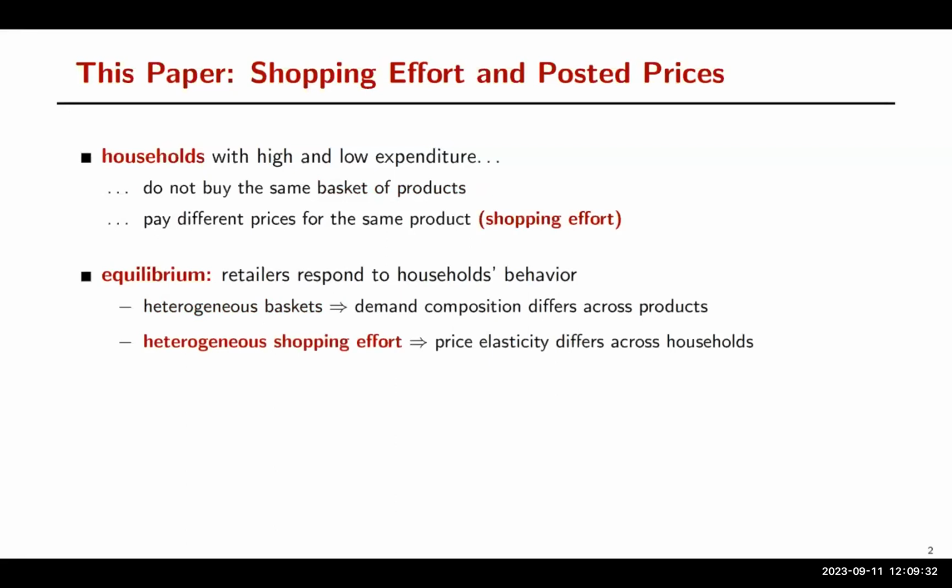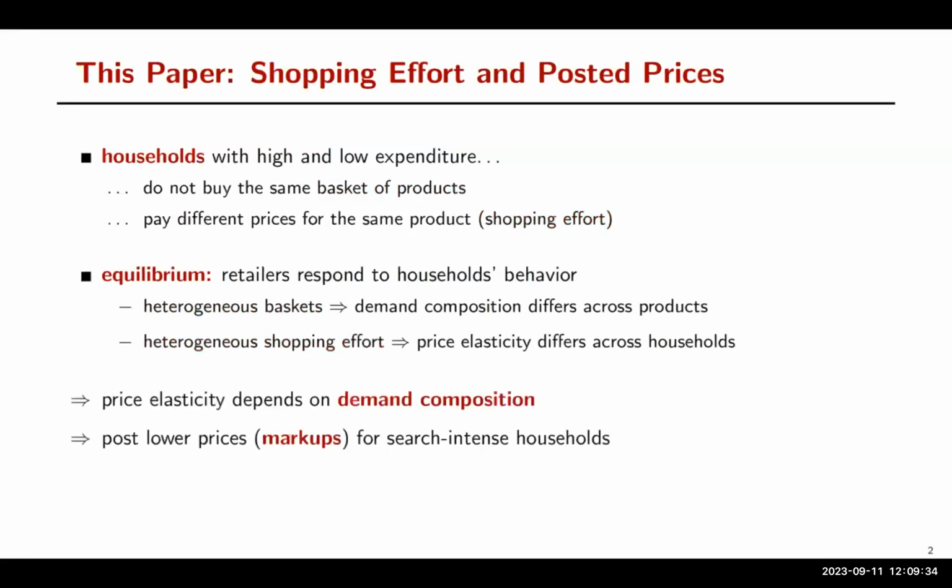If I put these two things together, what you get is that in equilibrium, the price elasticity of demand is going to change with the composition of demand, and retailers should post lower prices by reducing their markups if they're selling products to search-intense households. That's going to be the mechanism at the heart of this paper.